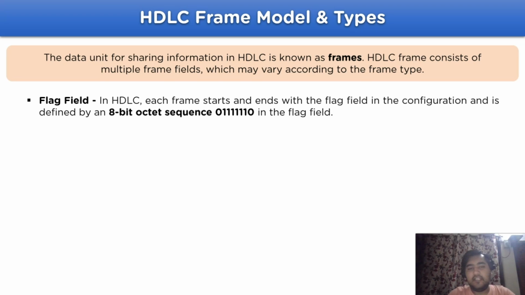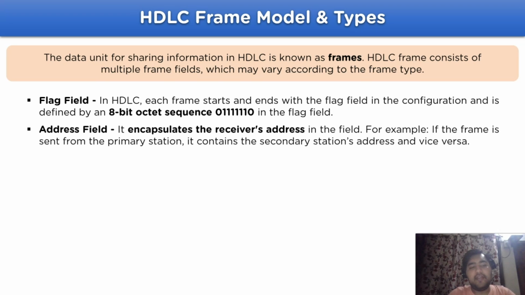In HDLC, each frame starts with the flag field in the configuration and is defined by an 8-bit octet sequence, which is 0, 1, 1, 1, 1, 1, 1, 0 in the flag field. Moving on, we have the address field. It encapsulates the receiver's address in the field. For example, if the frame is sent from the primary station, it contains the secondary station's address and vice versa.